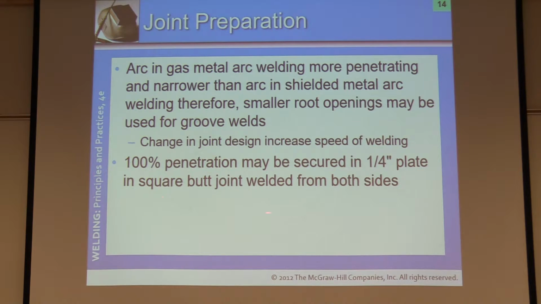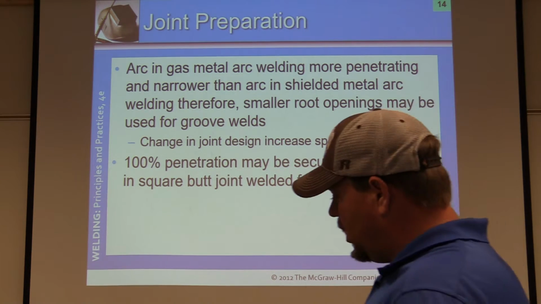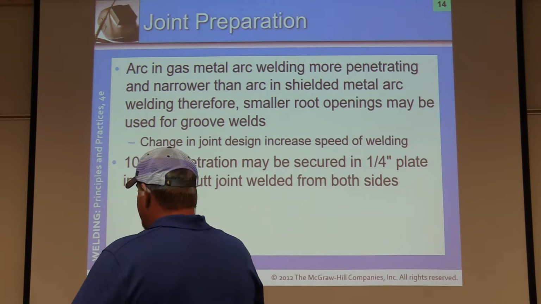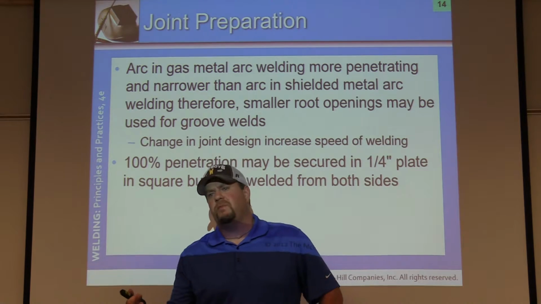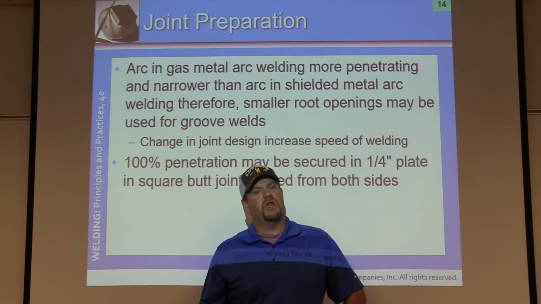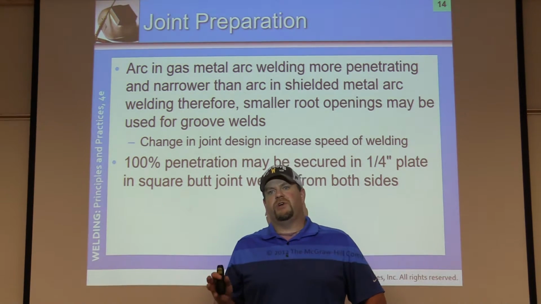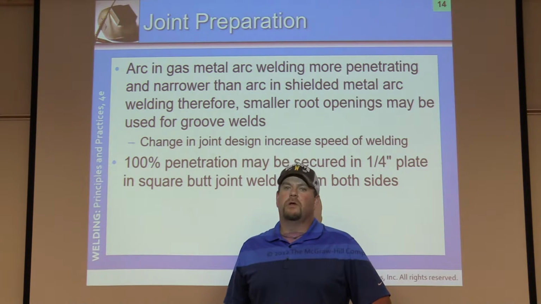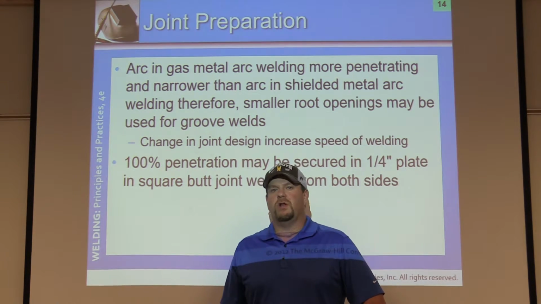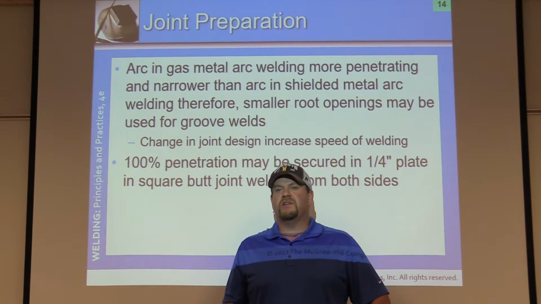And so right here it says 100% penetration may be secured in 1/4 inch plate and square butt joint welded from both sides. As we're reading through wire, on a lot of machines you're going to be able to flip up the cover of the machine as you're reading the technical data. It's good to do. But you're going to see, it might say 200 amp machine, okay? Millermatic 200. It might tell you it can weld 1/4 inch in one pass. Okay, that doesn't mean you have to weld 1/4 inch in one pass.